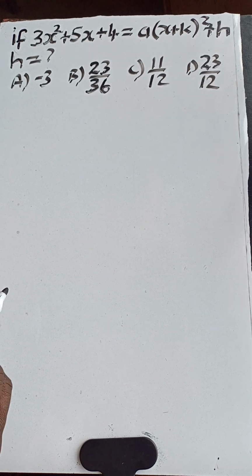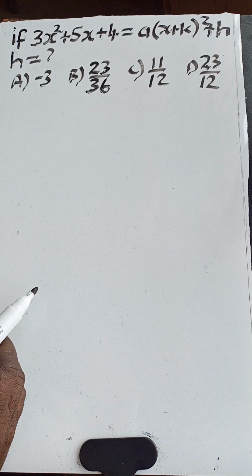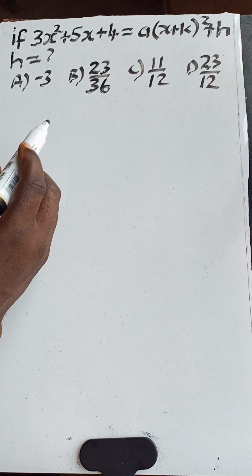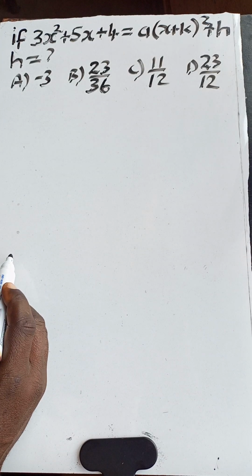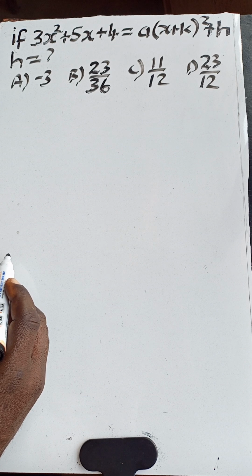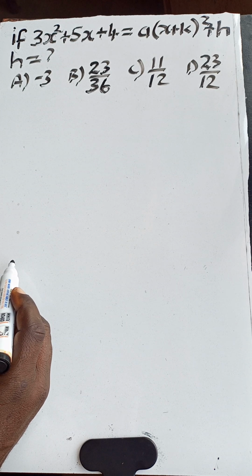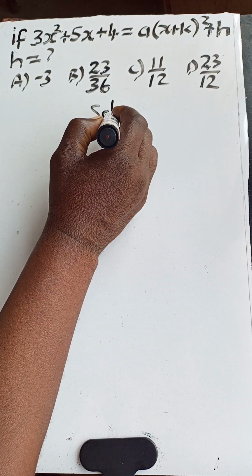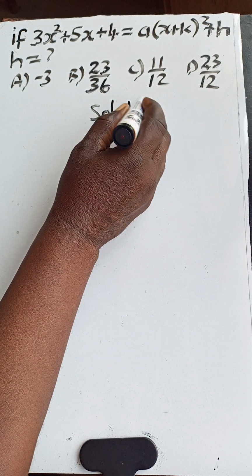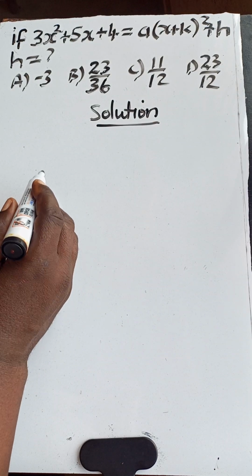Here is a question on quadratics that you may want to try and then check your answers from among A, B, C, and D. So all you need to do is to pause the video and make your own attempt. Okay, let's see the solution that I have to propose.